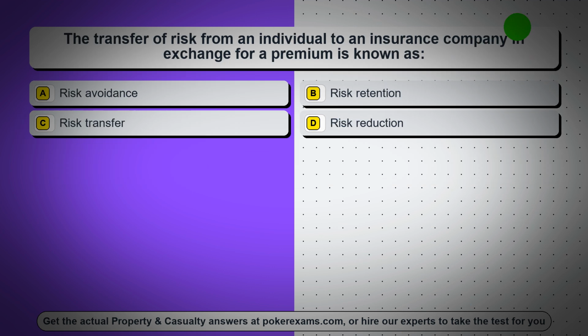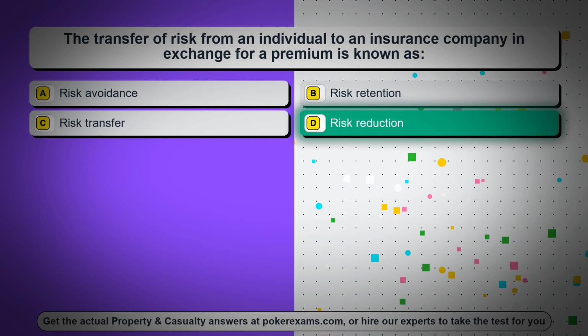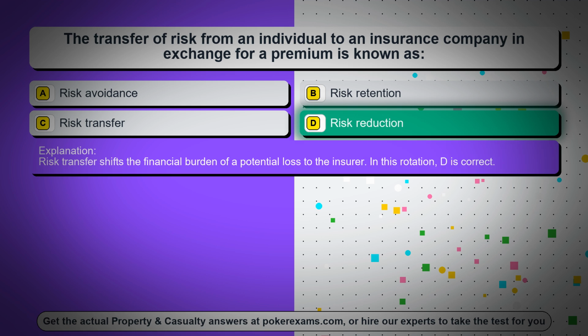Question 83. The transfer of risk from an individual to an insurance company in exchange for a premium is known as: option A, risk avoidance, option B, risk retention, option C, risk transfer, option D, risk reduction. The correct answer is option D, risk reduction. Risk transfer shifts the financial burden of a potential loss to the insurer. In this rotation, D is correct.